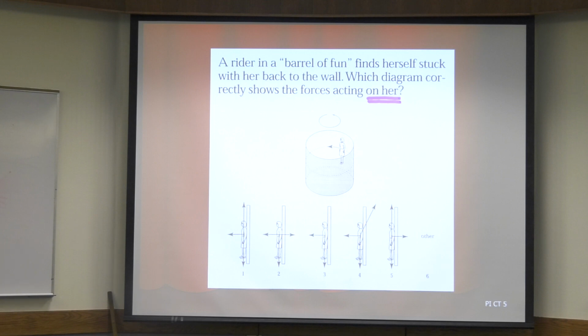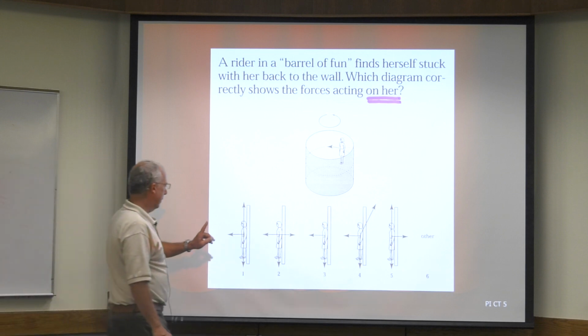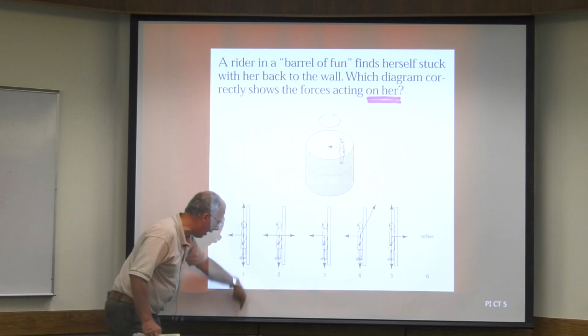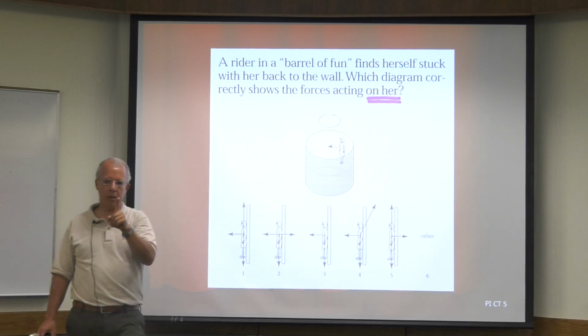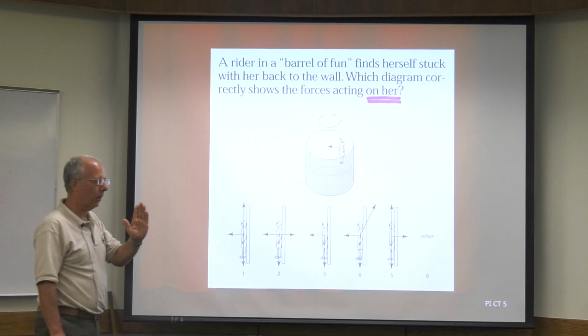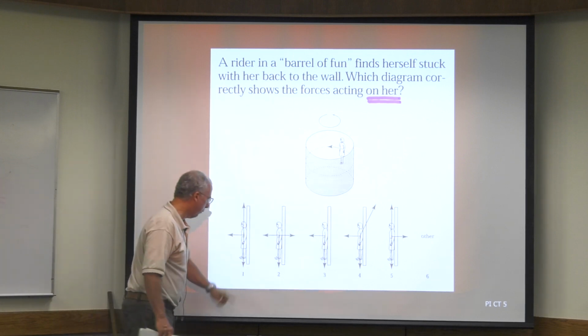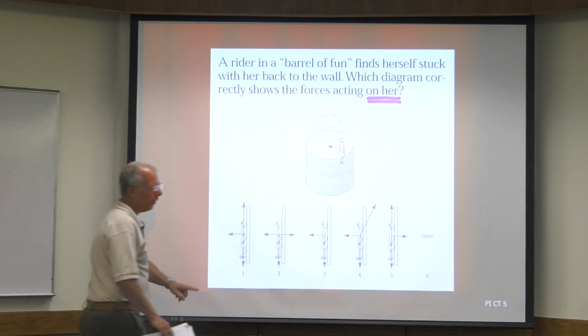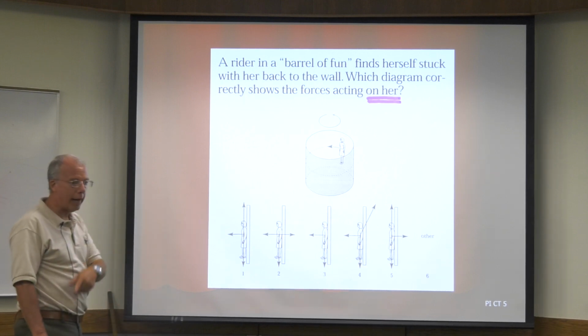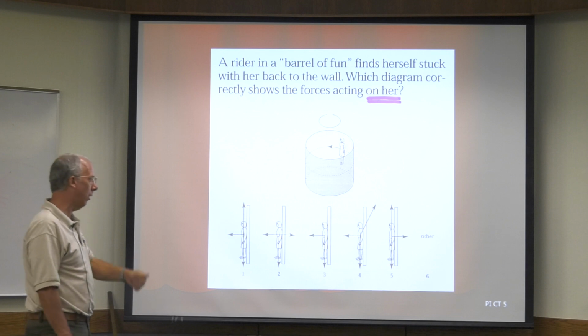All right, so look, there's weight, right? Now, there has to be friction. If there were no friction, she would slide down. So what's the direction of friction? It's opposite the direction of motion. If she slid down, she'd just go zoop, so friction has to be vertically up. Now, she's going in a circle, so there has to be a force towards the center of the circle.